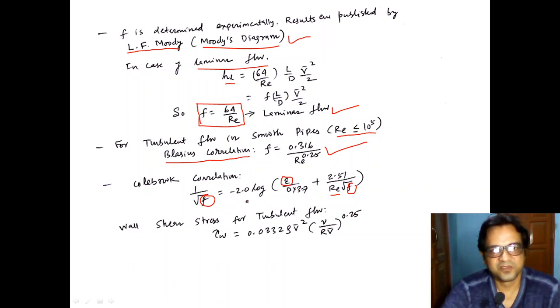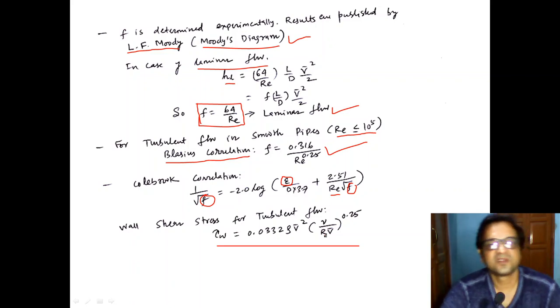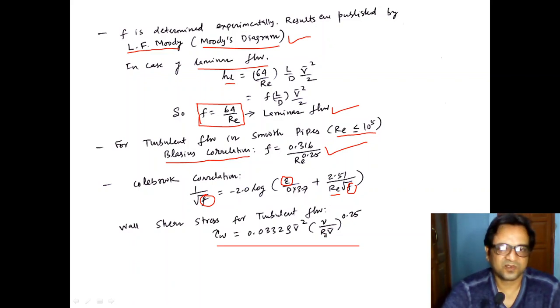But it is better to use the Moody's diagram instead of remembering these formulas. So for any Re value we can get the friction factor for turbulent flow using the Moody's diagram, and also for turbulent flow the wall shear stress is this much. This also you have to remember. So all these equations for turbulent flow are developed using the experimental data. So they are known as the semi-empirical correlations.